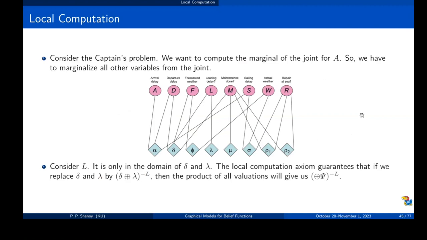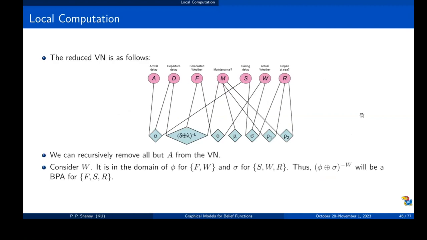So I want to remove L from the joint here. I make this operation: I combine delta and lambda. I end up with a model like this now. L is gone, and delta and lambda have been combined because L is in both of them and I'm removing L from it. So I managed to remove L. I recursively do this.